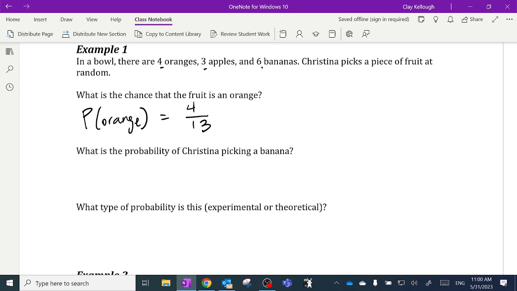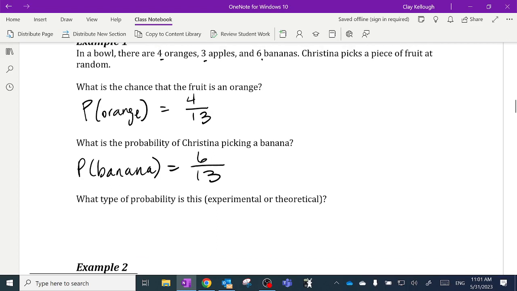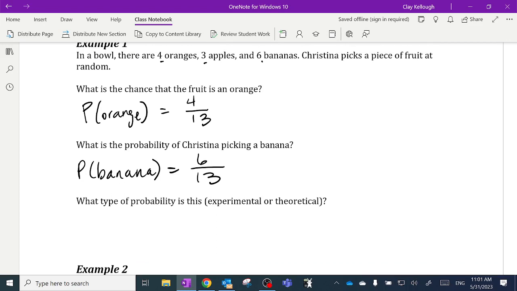What is the probability of Christina picking a banana? P banana. Well, there's 6 bananas. There's 13 pieces of fruit in the bowl. What type of probability is this? Is it experimental or theoretical? This was theoretical probability.